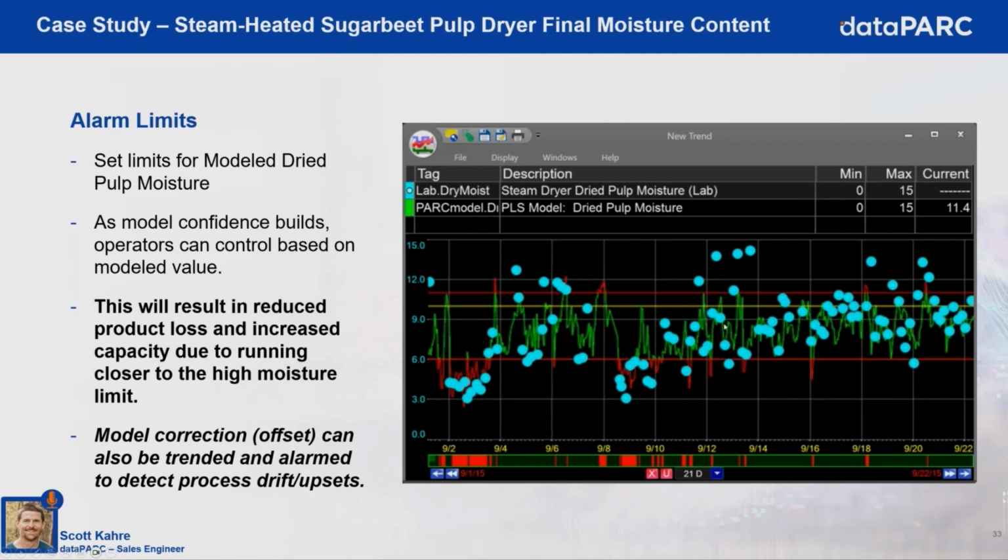And pretty soon they'll start controlling based on that modeled value instead of waiting for those lab samples to come back. And by the end of this time period in this trend, you can see how variability was reduced and the average moisture was approaching much closer to those high limits, which is the more efficient way to run. We're going to get higher throughput because we're not evaporating as much water unnecessarily, and it's a more consistent quality product.